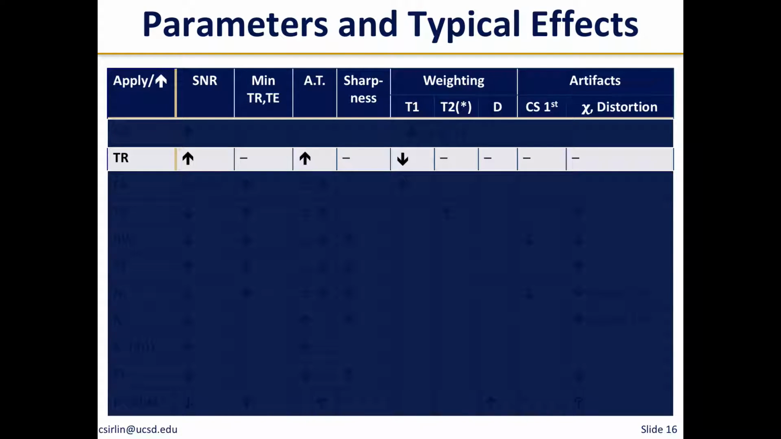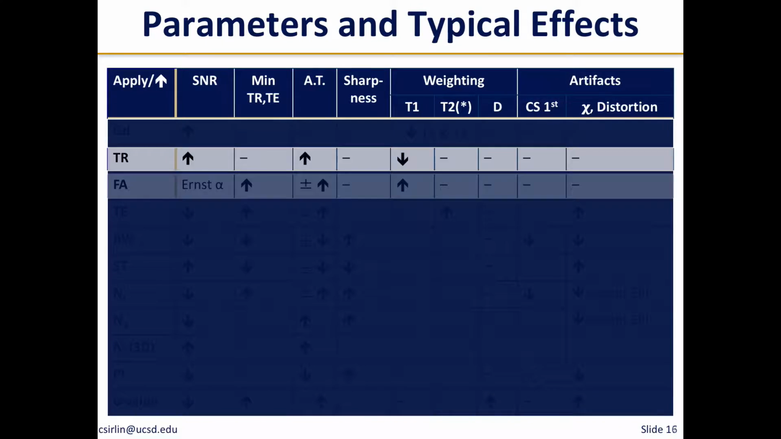All other things being equal, if you increase your repetition time, you increase your signal-to-noise ratio, you increase your acquisition time, and you decrease your T1 weighting. So when you increase the TR, your T1 weighting goes down. Acquisition time goes up. Signal-to-noise goes up.